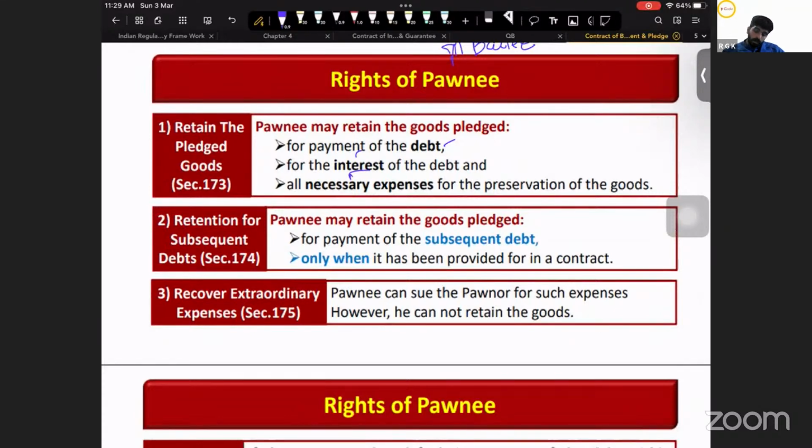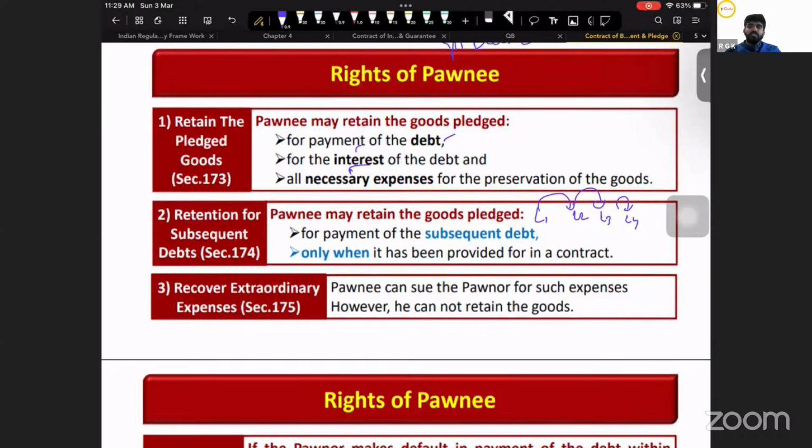Now, when goods are pledged for loan 1, can the same goods be retained for loan 2 also? And thereafter for every subsequent loan, loan 3, loan 4? It may be retained if there is a specific agreement between the parties. Goods pledged can be retained for subsequent debt also, provided there is a contract between pawner and pawnee, or pledger and pledgee.